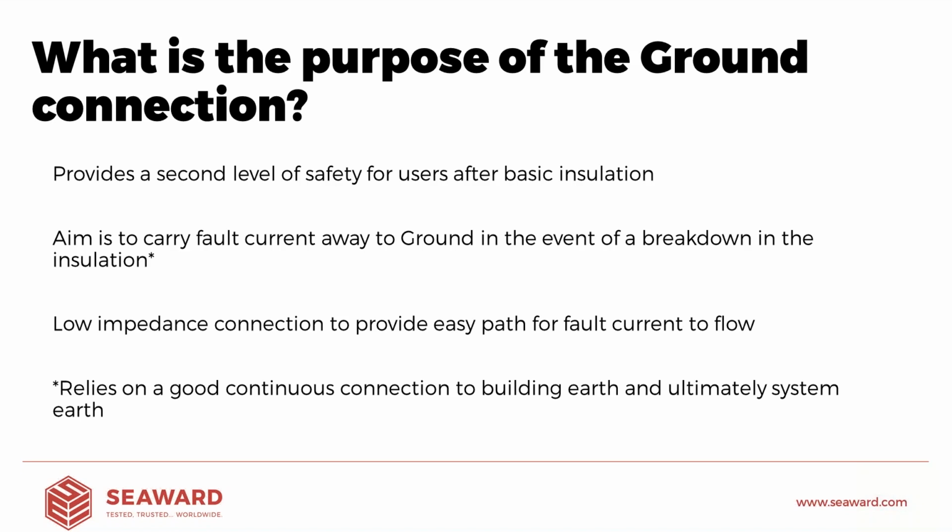So that earth cable is important, and we obviously want that to be a low impedance connection. We want current to flow easily down through that cable for reasons I'll talk about as we move through the presentation today. We want that to be a nice, good, low resistance connection. As I said, ultimately, earthing a product still relies on a good continuous connection all the way through the building and ultimately down to the system earth and away to ground.